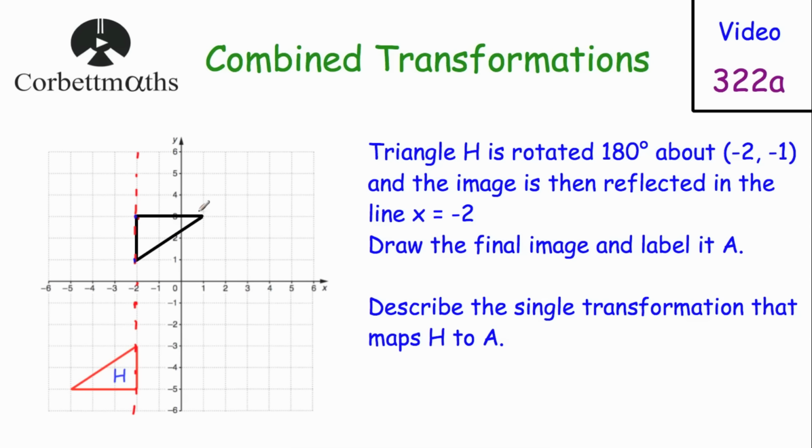And finally, our third corner of the triangle is here. So it is 1, 2, 3 to the mirror line, so we need to go 1, 2, 3. So we'll reflect this triangle in the mirror line and move over here, and it would look something like this. And our second part says, describe the single transformation that maps H to A.